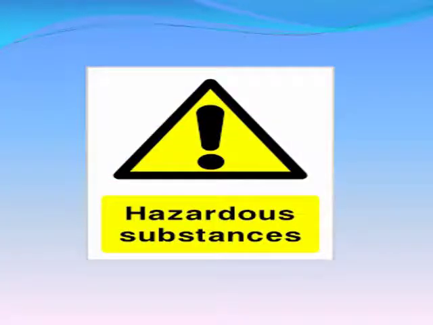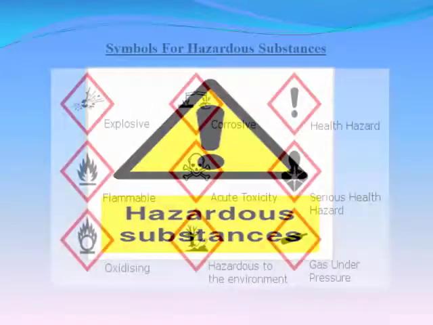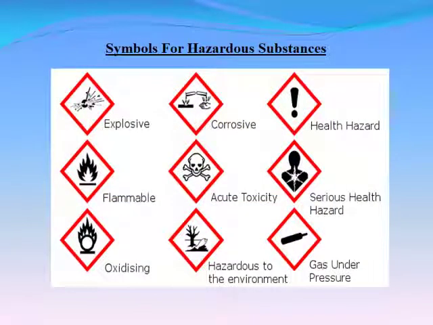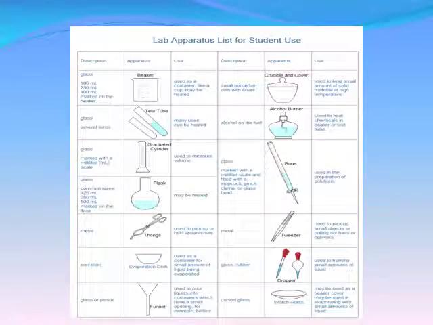Dangerous chemicals are labeled with special symbols to warn users about the hazardous nature of the chemicals. Symbols to show hazardous substances. Some common laboratory apparatus. Many types of apparatus are used for scientific work in laboratories. They enable us to carry out experiments successfully and make accurate measurements or observations.